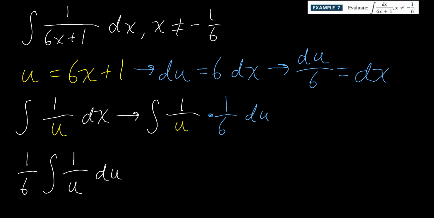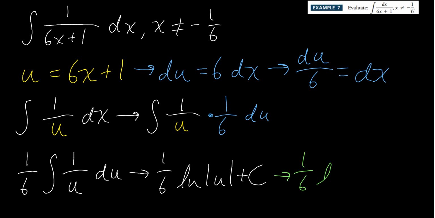Well, what is the integral of 1 over u? That's just going to be a natural log of it, right? We're going to take the natural log of it. So we're going to end up with 1/6 the natural log of u, the absolute value of it rather, plus c. And then again, we didn't start with a u, so we have to change that u back. So we've got 1/6 the natural log of 6x plus 1 plus c. Okay, so just substituting u's in.